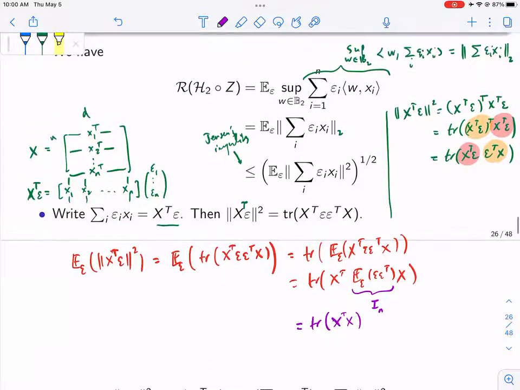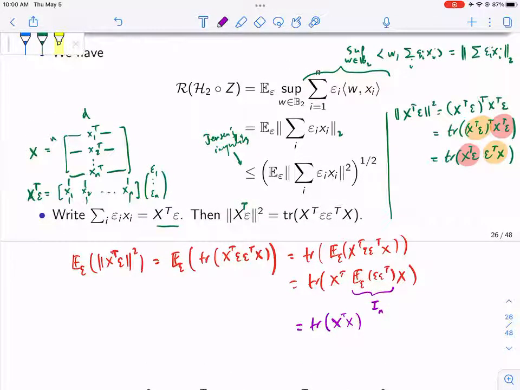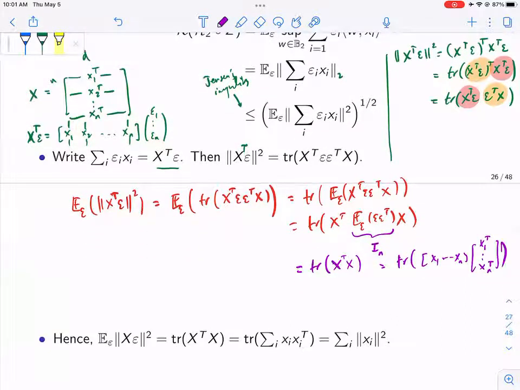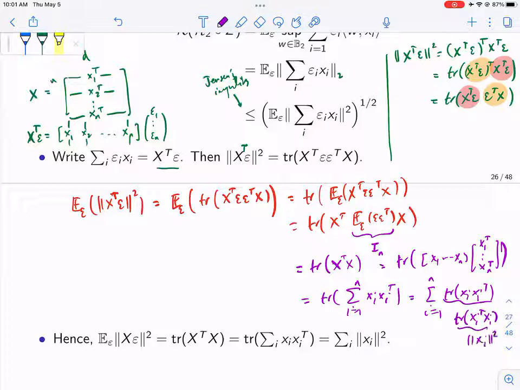And if you have a look here, X transpose X is basically x1 through xn times x1 transpose through xn transpose. This is nothing but trace of the summation of x_i x_i transpose from 1 to n. Right, then I move trace inside. Trace of x_i x_i transpose, and this is just switching around, right? So trace of x_i transpose x_i, which is norm x_i squared.